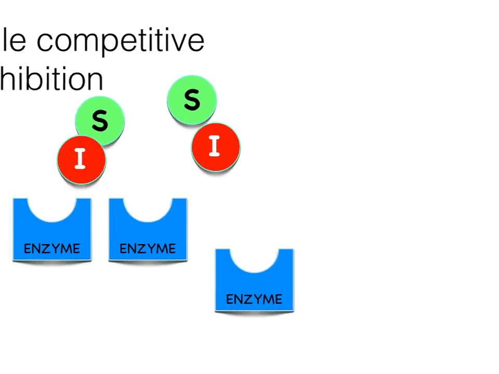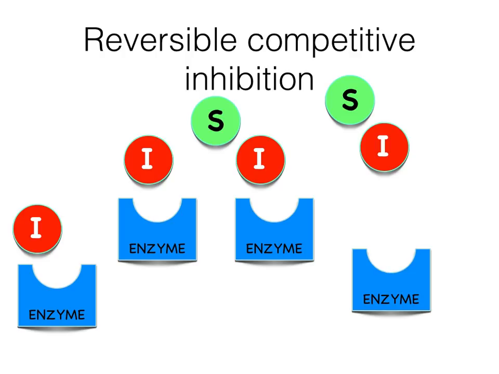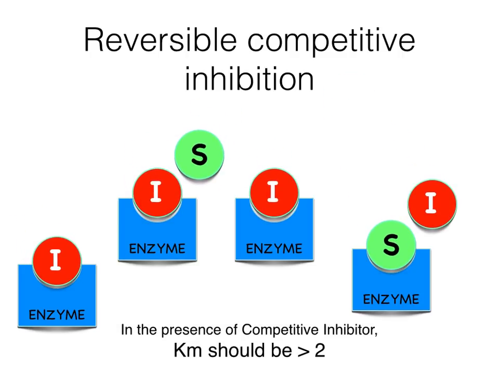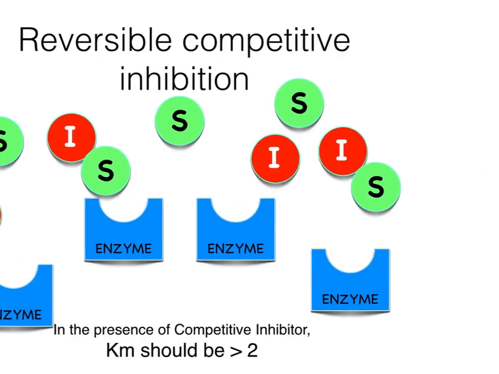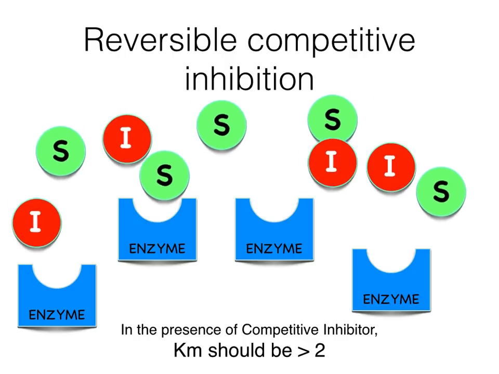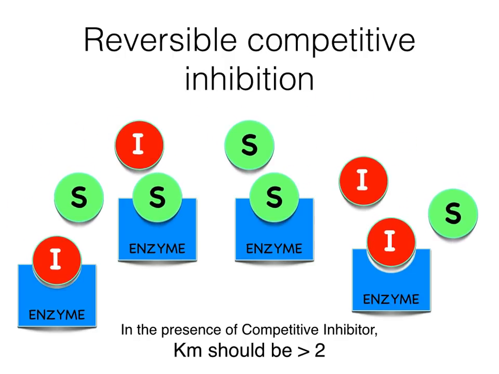Now let's introduce a competitive inhibitor. In the presence of the competitive inhibitor, the 2 substrates are no longer sufficient to fill up half of the enzyme binding sites. So the Km must be greater than 2, probably 5 in this example. So it takes about 5 substrates to fill up half of the enzyme binding sites. So the Km is apparently increased.